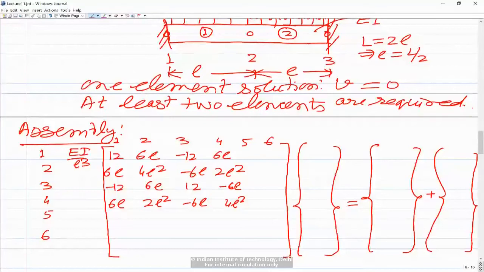So the second element is, I wanted to change the color.